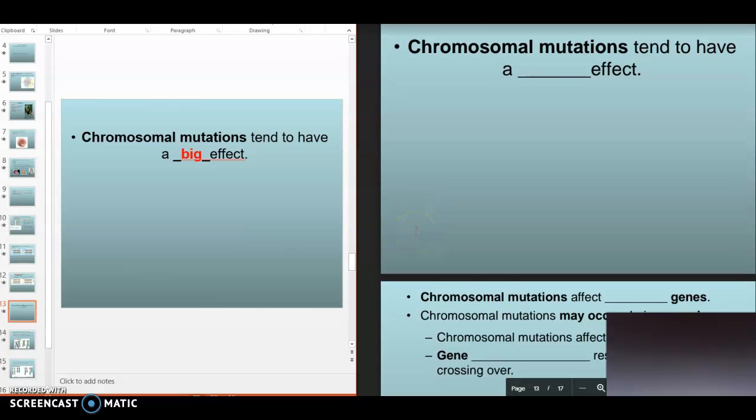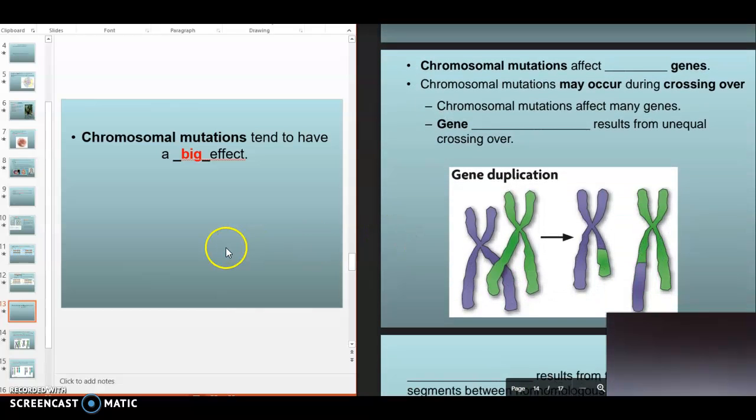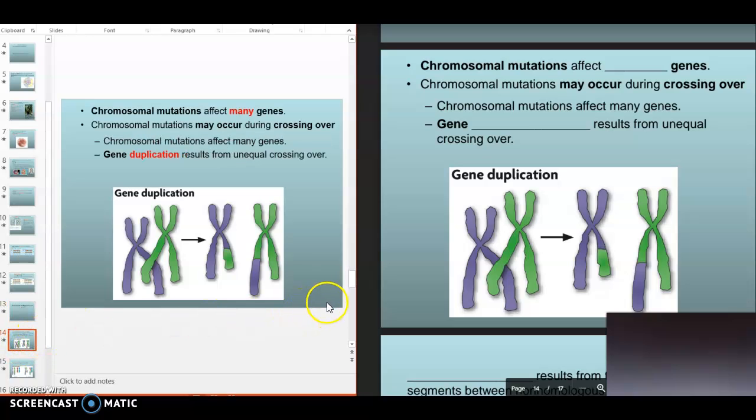Okay, so that does create huge problems. All right, so the next slide here. We're talking about chromosomal mutations can affect or may affect many genes, anywhere from just a few to several hundred. The more genes it affects, the less likely that little guy will be viable. In other words, would be able to survive and carry out life.